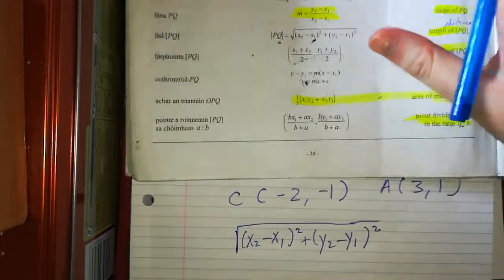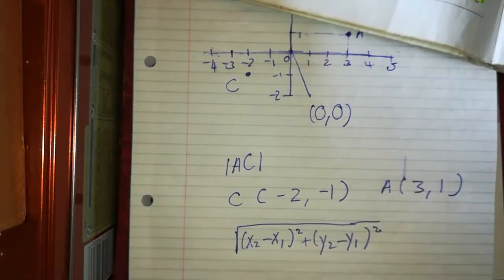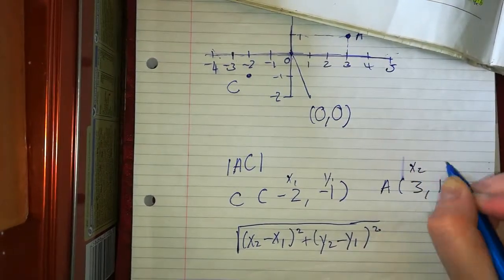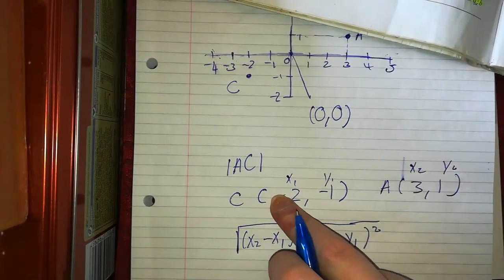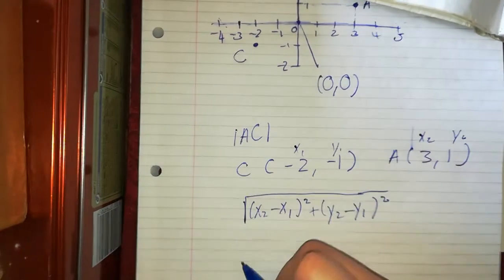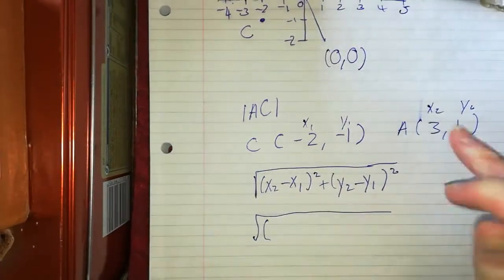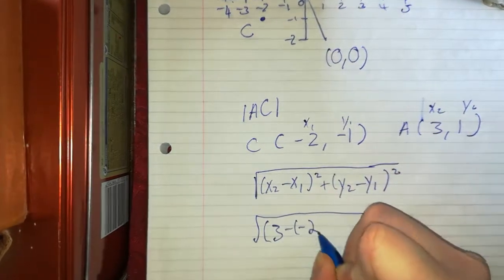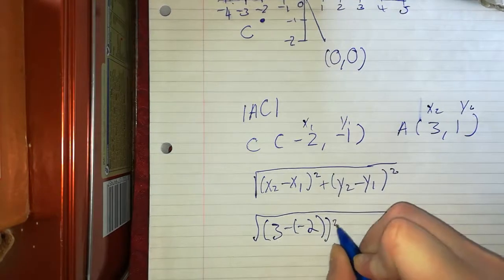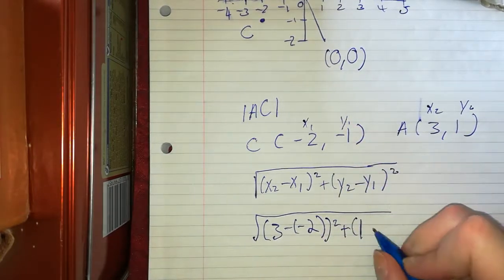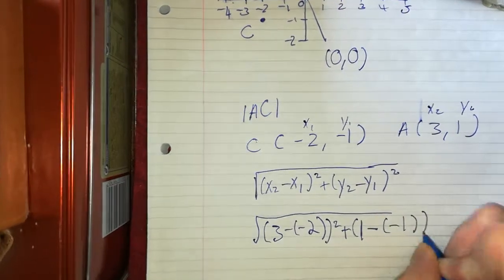So we have to label one of our points x1, y1 and the other x2, y2. It doesn't matter which one we pick for x1, y1, as long as if we pick one, the x to be x1, then the y is y1. So it's x2 minus x1, so 3, when we have minus, I'm just going to put -2. And then that's squared plus y2, which is 1, minus y1, so -1.